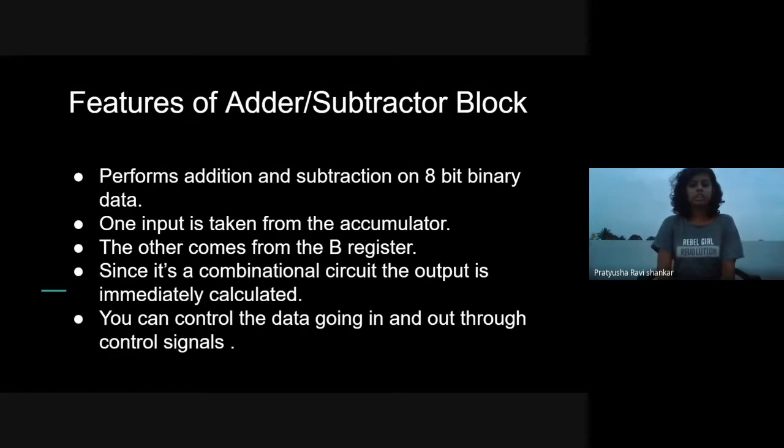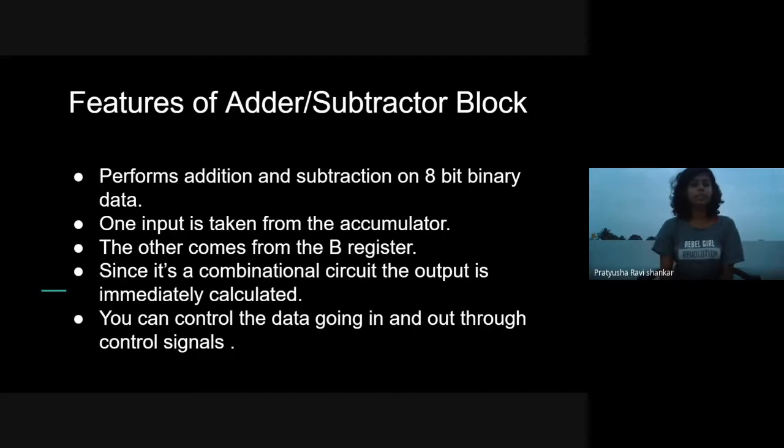And you can control the data going in and out through the control signals. Basically, as soon as the B register gets loaded, that automatically reflects in the adder subtractor block. So you might want to be careful what value is stored in your accumulator and B register. For that, you always have your control bits. This is what it's supposed to have. Let's say for a human, it's supposed to have 2 eyes, 2 legs. This is supposed to have these. This was a brief one.